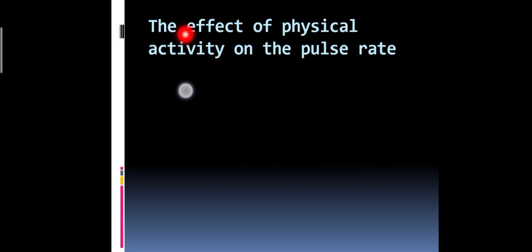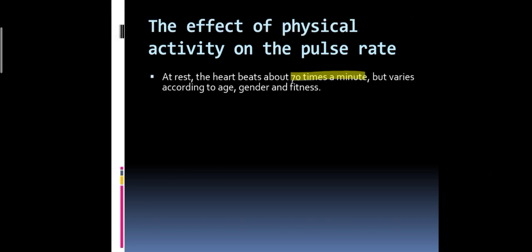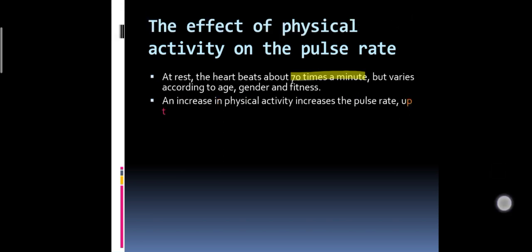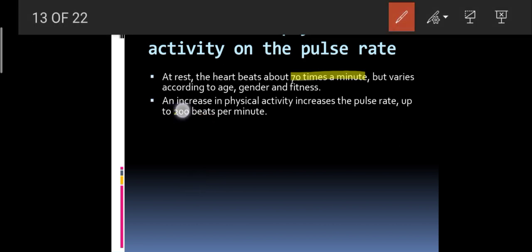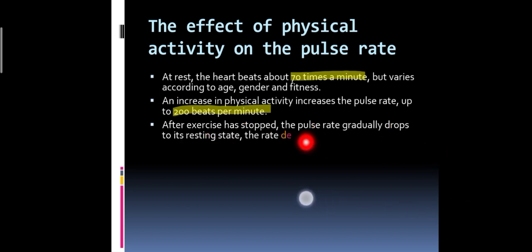Now we will discuss the effect of physical activity on the heart rate. What is the effect of physical activities on the heart rate? At rest the heart beats about 70 times a minute, but it varies according to age, gender and fitness. If there is an increase in physical activity, then the pulse rate increases up to 200 beats per minute. But after the exercise has stopped, the pulse rate gradually drops to its resting state. The rate depends on the fitness of the person.